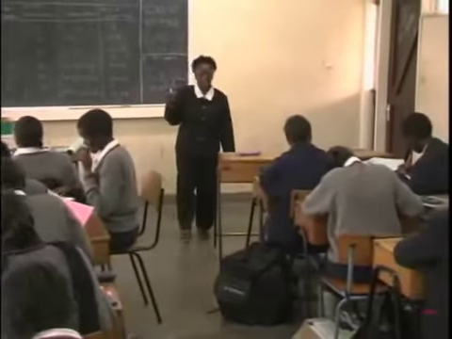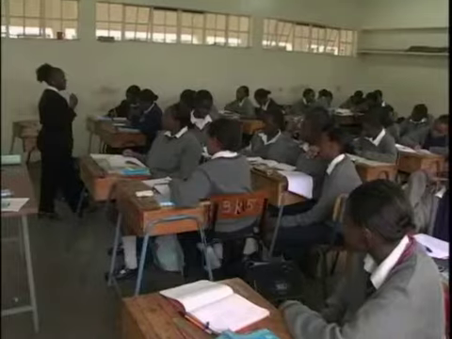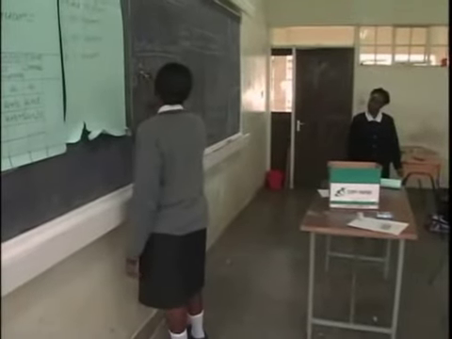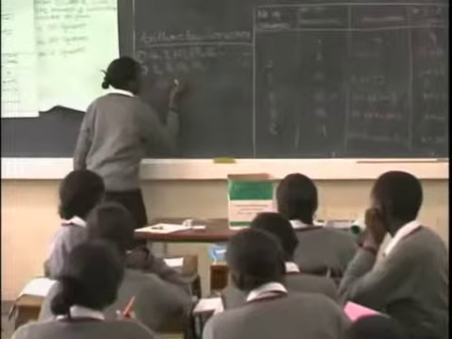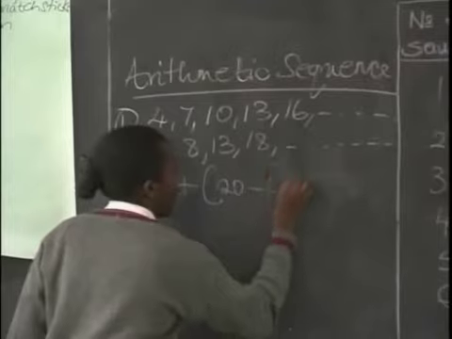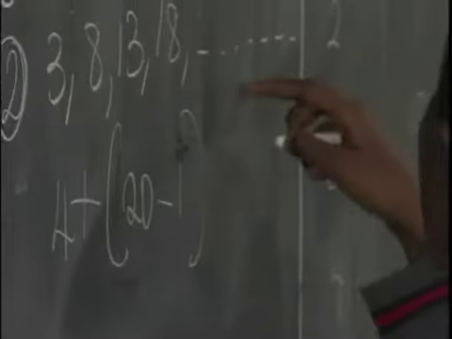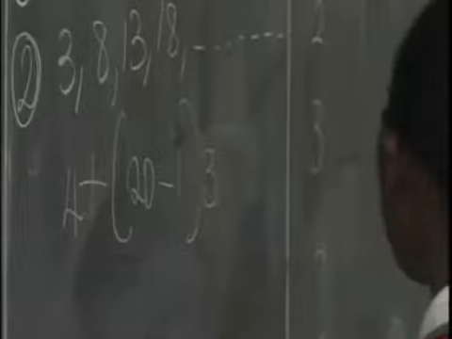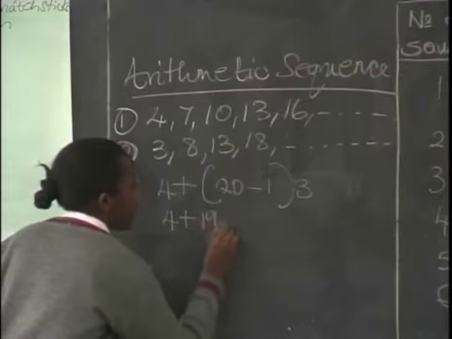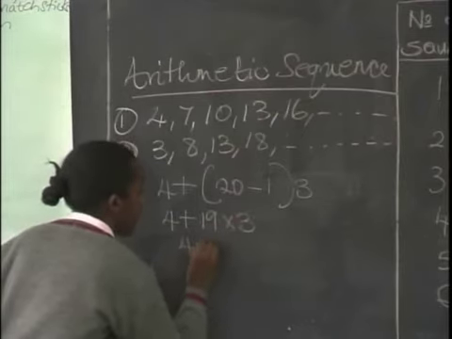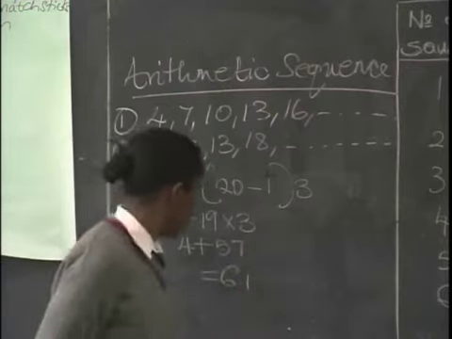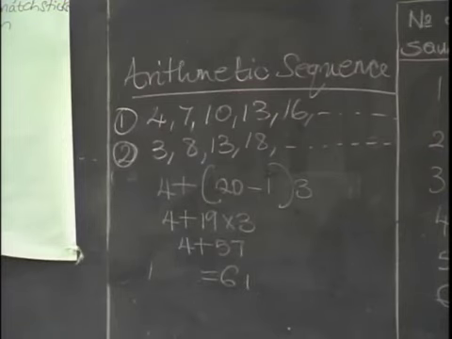Someone to come and tell us how she got the 20th term. Yes? Take 4, then you add the 20th term minus 1, then times the constant, times 3. So you get 4 plus 19 times 3. So 4 plus 57. We get 61. Correct? Yes. That is good.